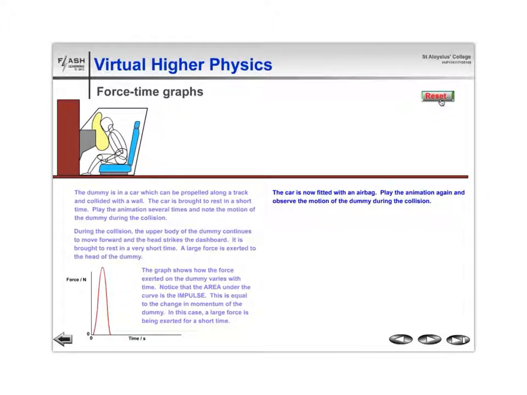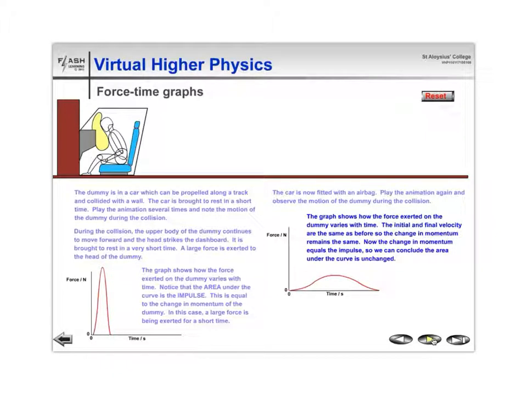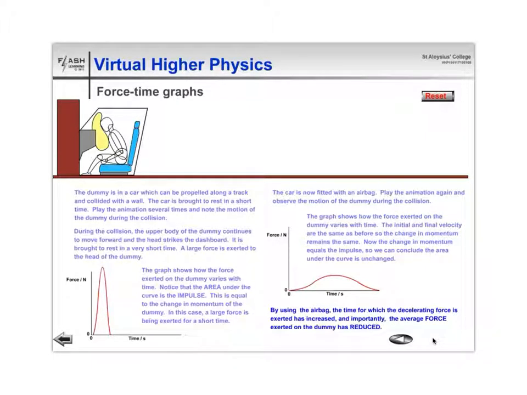And what we find is that the airbag increases the time of contact and therefore decreases the force. Because if the velocity before the collision is the same in both cases and it comes to a rest in both cases, then the change in momentum in both cases is the same, and therefore the impulse is the same. Therefore the area under both these graphs must be the same. So if the time in the second graph is longer, the only way that you can have the same area under the graph is if the force is smaller.